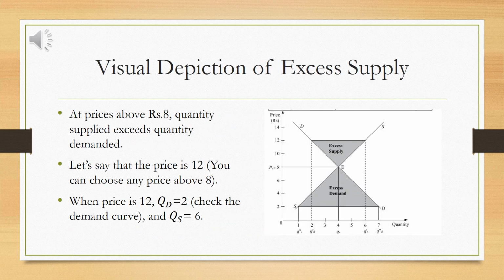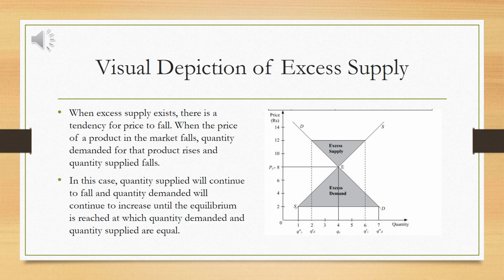At prices above 8, quantity supplied exceeds quantity demanded. Let's say that the price is 12. When the price is 12, quantity demanded is 2 and quantity supplied is 6. When excess supply exists, there is a tendency for price to fall. When the price of a product in the market falls, quantity demanded for that product rises and quantity supplied falls.